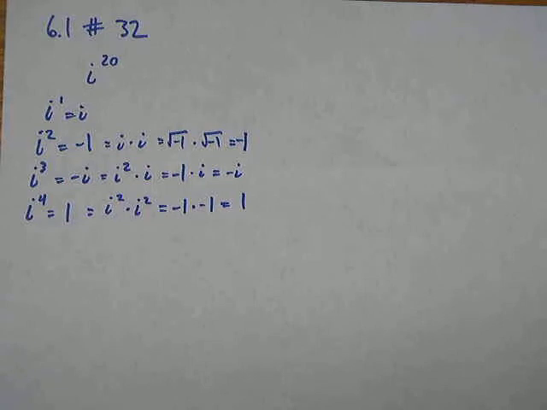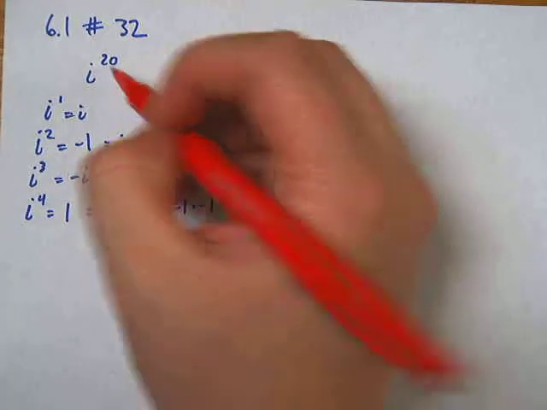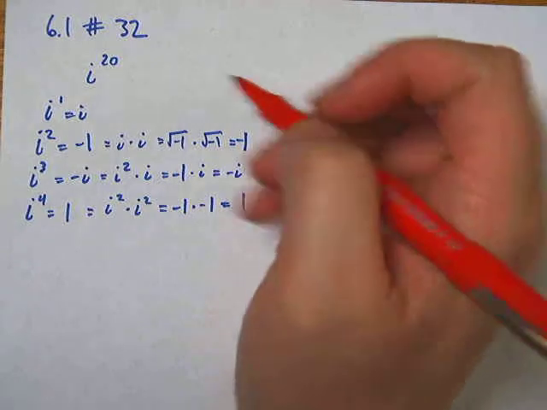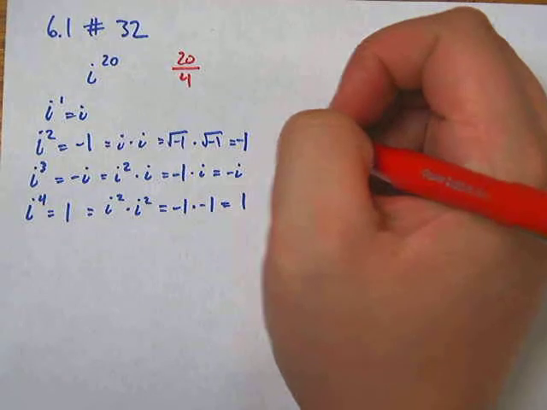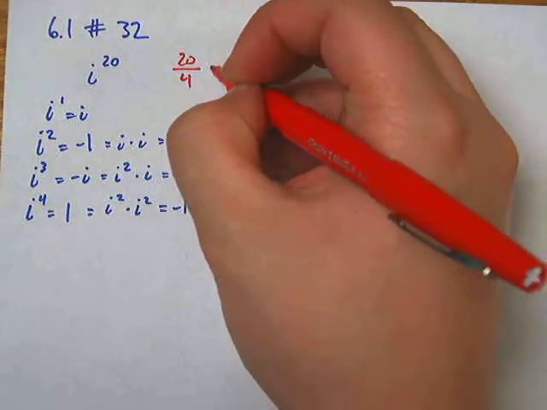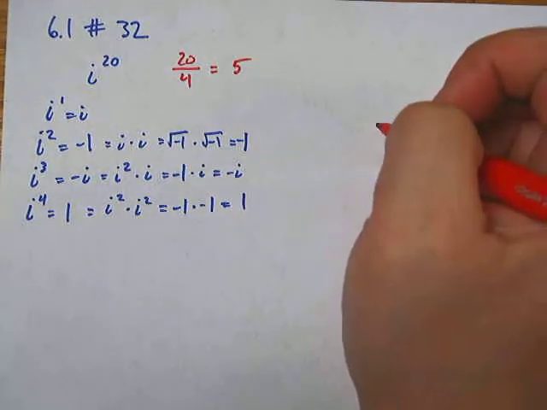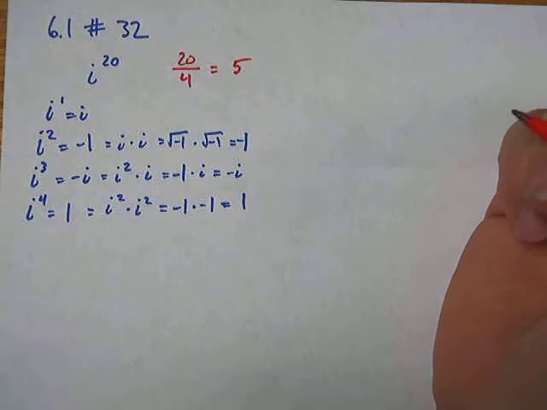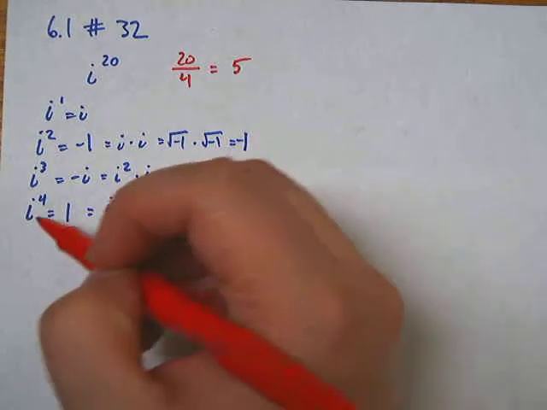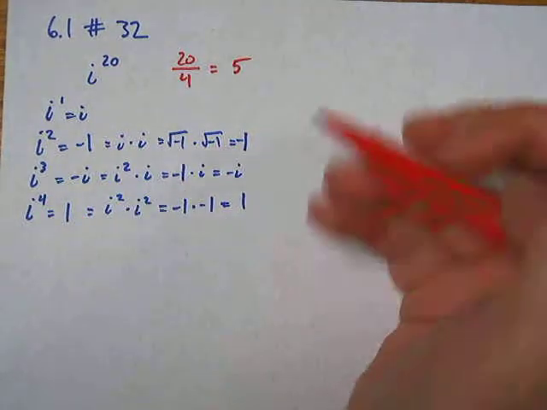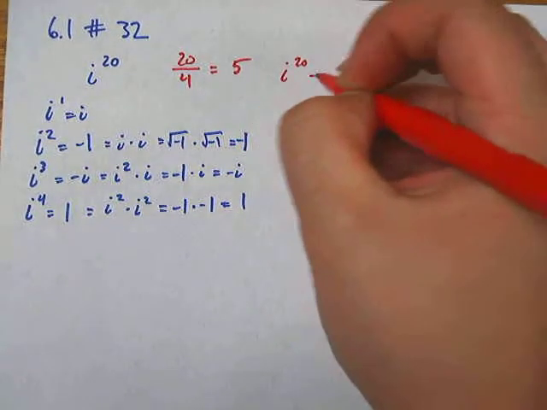Alright, so what we're going to do for this one is, this is i to the 20th. So we're going to take 20 and divide it by 4 and see if it divides evenly. So 20 divided by 4 is 5. So it does divide evenly. So since it's divisible by 4, i to the 20th is the same as i to the 4th. So i to the 20th is going to be 1.